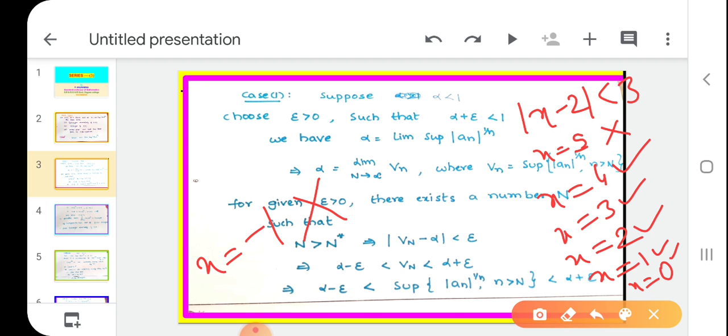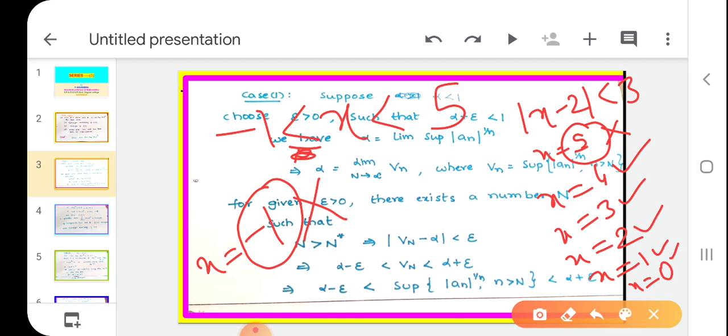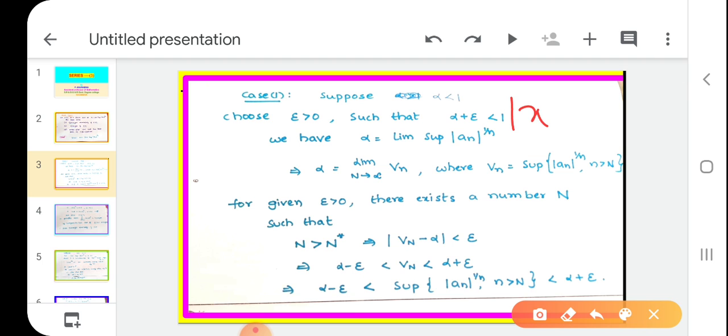So what are the possible values? 0, 1, 2, 3, 4 only. These values lie between which values? Minus 1 and 5. So I write minus 1 less than x less than 5. Is it clear or not? First I take mod x minus 2 less than 3. What are the possible values? 0, 1, 2, 3, 4 only. These values lie between minus 1 and 5. So I write the value of x lies between minus 1 and 5.